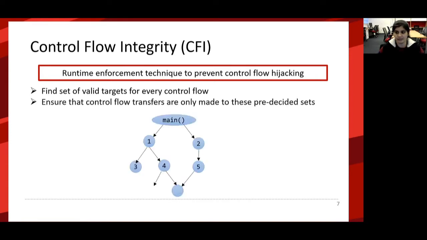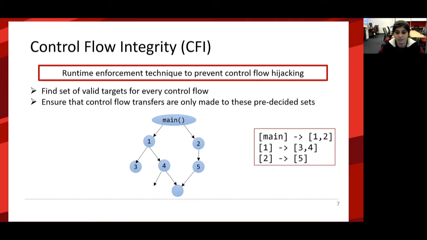For example, let's bring back the application from the first few slides. The control transfer rules would look something like this. Main function can go to function 1 and to function 2. 1 can move to 3 and 4, and so on and so forth. In case of a code reuse attack, though, the control flow transfer does not look like this. An attacker, when they try to hijack the control flow and make a transfer from function 5 to function 4, violates the set of CFI extracted policies, and the attack does not succeed.